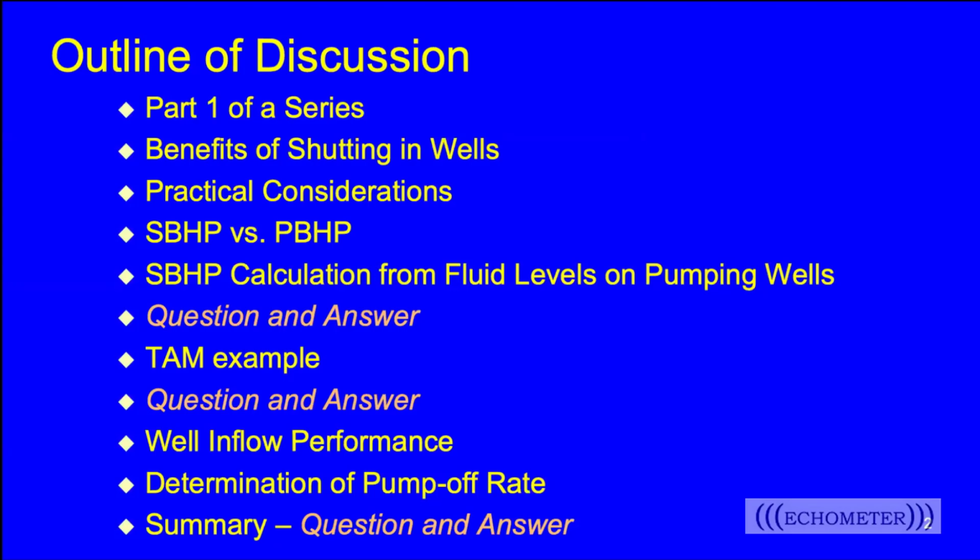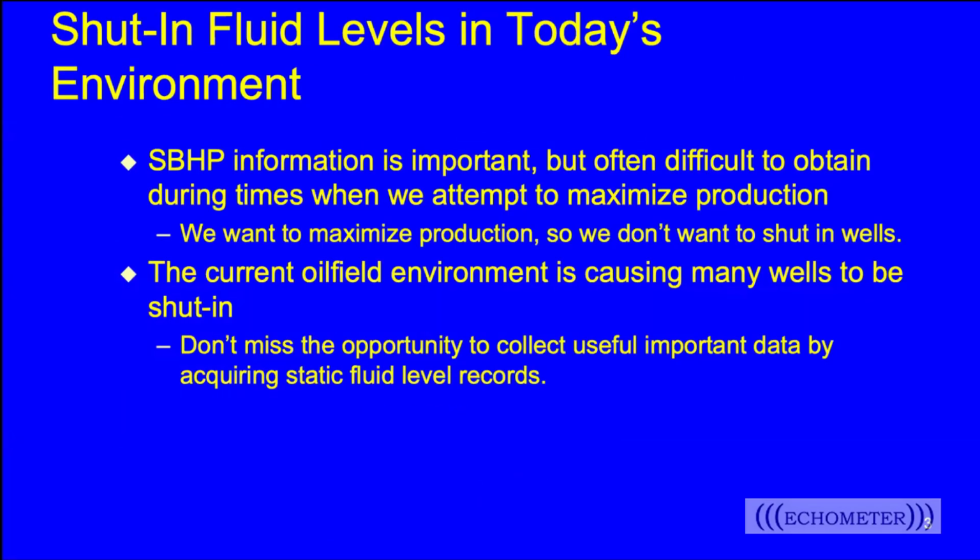But today's environment gives us a unique situation in terms of getting static bottom hole pressure. It's an important number, but often it's a difficult number to obtain. And usually during normal times, we're trying to maximize our production. We have to shut wells in to get the static bottom hole pressure, and we don't want to shut them in because we don't want to lose that production. We don't want to lose the revenue stream. So in today's environment, we have many wells shut in, and we'd really like to emphasize that this is an opportunity that we don't want to miss when we go out there and get these static liquid levels. We have a unique situation now that makes it a lot easier to get the data.